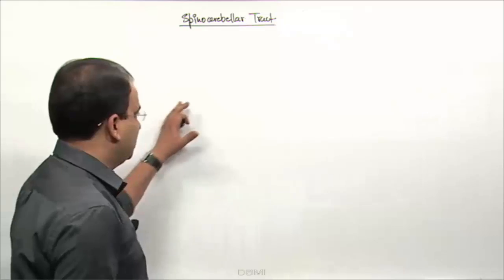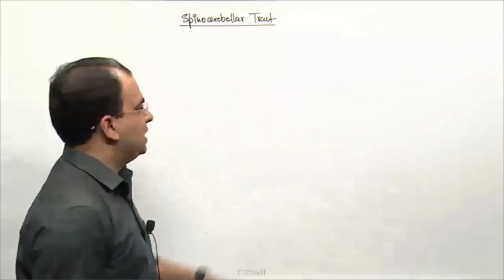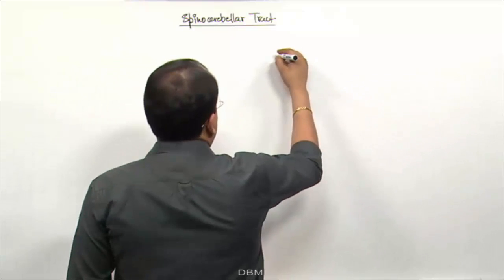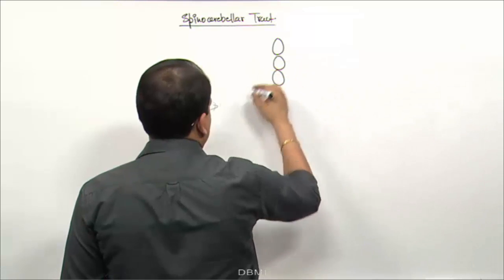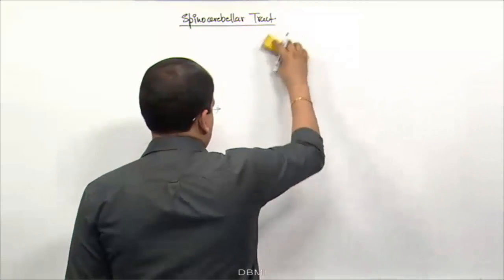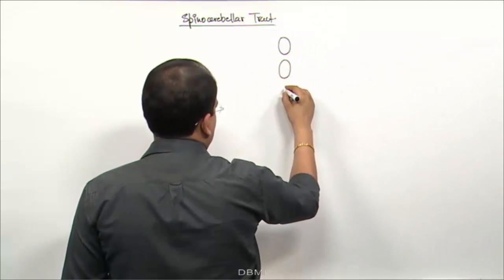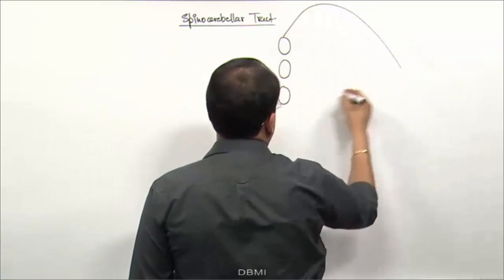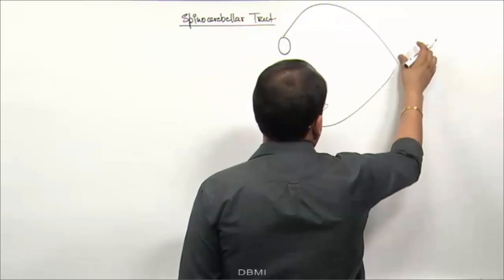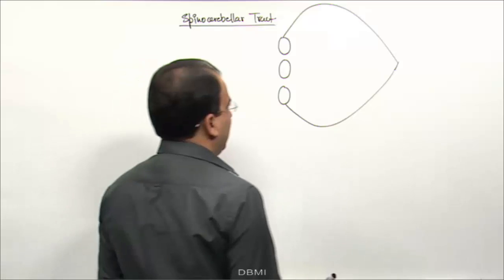Spinocerebellar tract. So let's see how the spinocerebellar tract will reach its destination. This time the destination is the cerebellum. The name itself is saying spinocerebellar. So let's say, guys, these are the three cerebellar peduncles, if this is a cerebellum here.